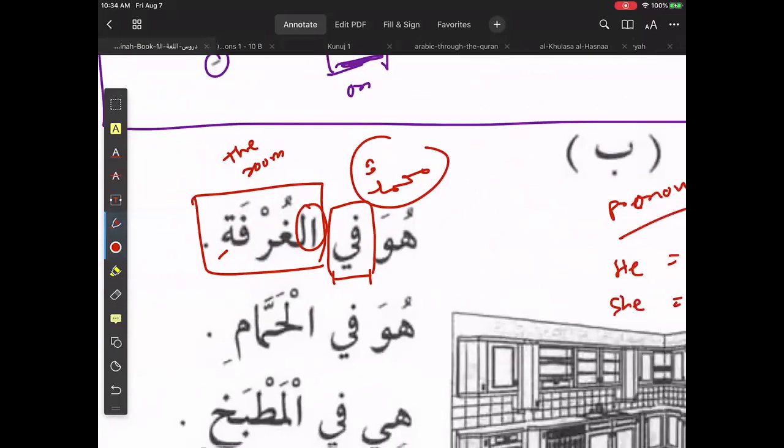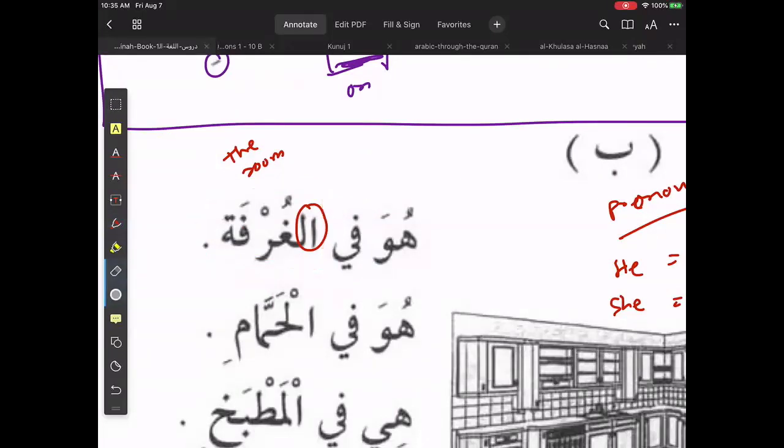Instead of repeating the same noun Muhammad again, we should use the pronoun huwa. Huwa is he. So you can translate it as he is in the room. Look how many words we have to put in English, and in Arabic it's just huwa fil ghurfa.